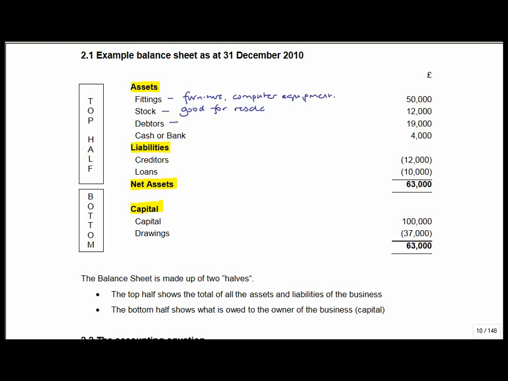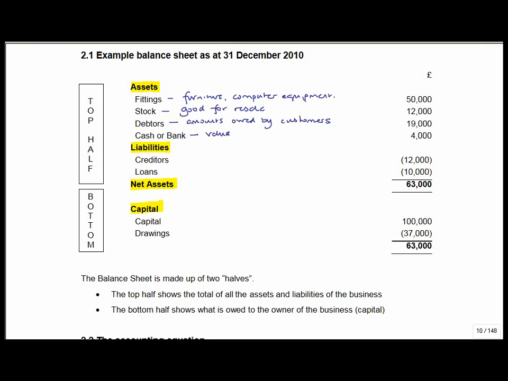Debtors, we came across that term earlier. Remember, debtors are amounts owed to the business by customers. So we might sell some of our stock, but say to our customers that they can pay for it later. So it's an asset, it's a thing of value. The amount owed by the customer is our asset. And finally, cash or amounts in the bank account are also an asset because obviously it's a thing of value.